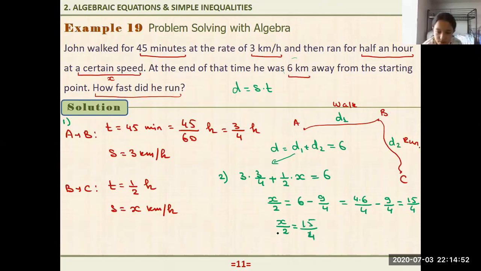So here we have 15 over 4. Now I need to find x. So we need to eliminate this 2. Multiply both sides by 2. Now we get the answer. The 2s cancel each other. x is equal to 15 over 2, which is equal to 7.5. Now what is the answer? How fast did he run? So his running speed is 7.5 kilometers per hour. That is the answer to this question.